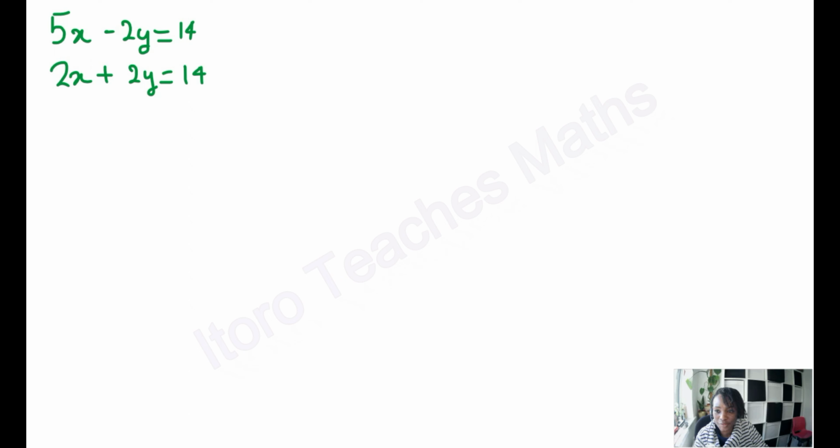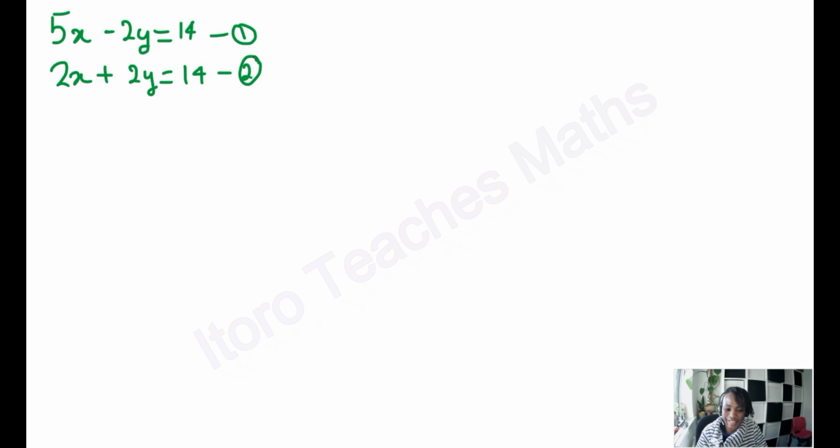Hello everyone, so today we are going to be solving simultaneous linear equations again, and we are going to be doing that by using the method of elimination. So these are the two equations we have. 5x minus 2y equals 14, so we'll call that equation 1. And we have 2x plus 2y equals 14, and we will call that equation 2.